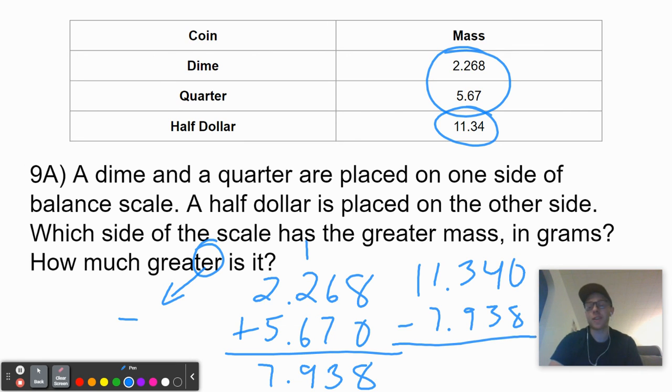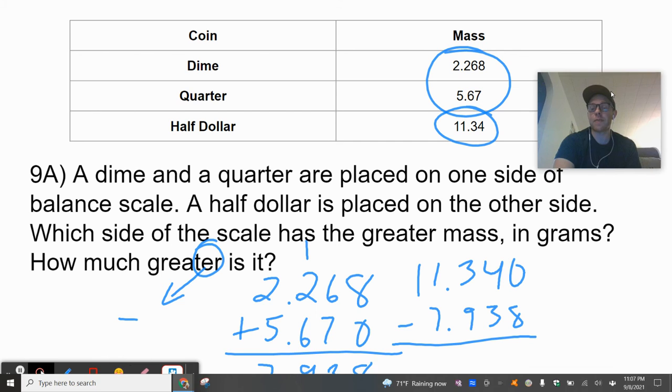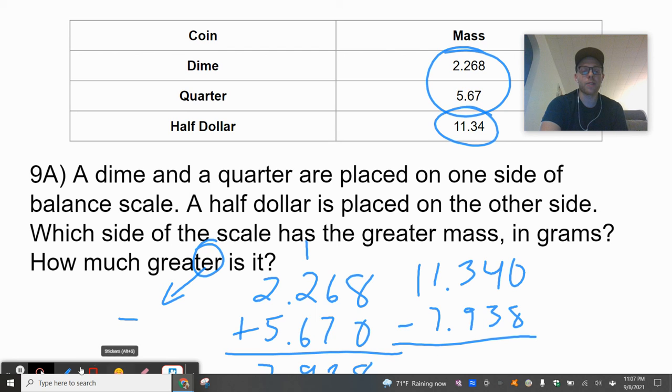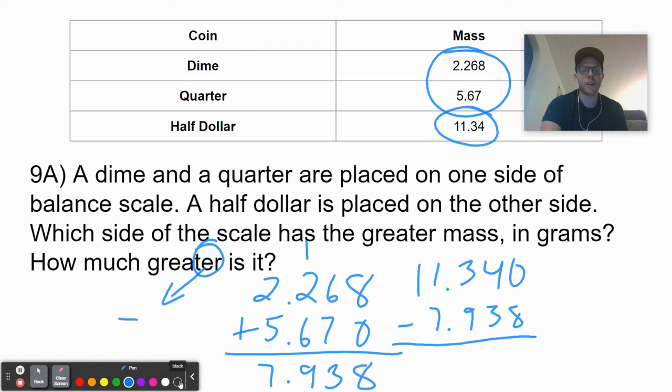And I apologize for how tight-knit my problem is. I'm trying to make sure that I have space for all of it. But it's a lot of information. So I'm going to slide my picture up there just to make sure that you guys can see everything that I'm doing.